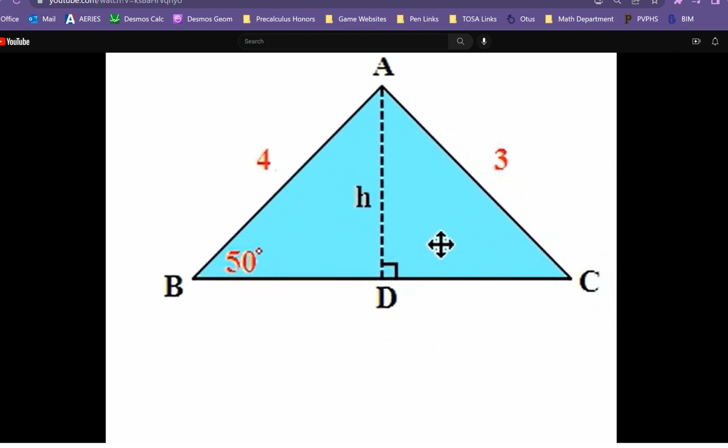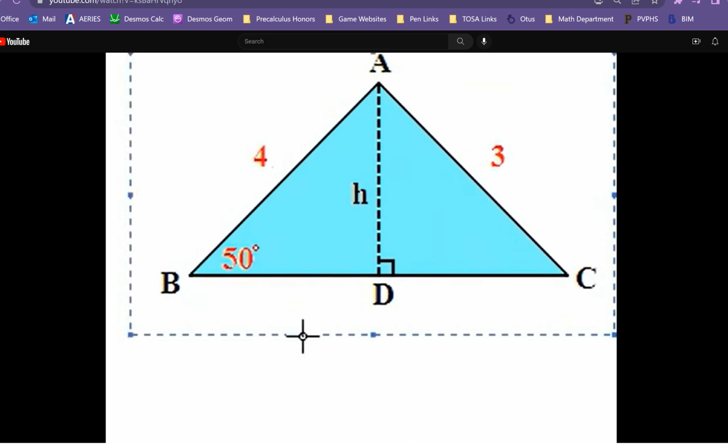The side-side-angle case, and why it is the ambiguous case, and how 0, 1, or 2 triangles can be created when you have two sides and an angle. I'm going to do that by solving three different triangles and trying to demonstrate the three different cases that could happen. First, in this case, we're given the information in red: 50 degrees is the angle, and 4 and 3 are the sides. And I'm going to try to show you why this triangle doesn't exist.